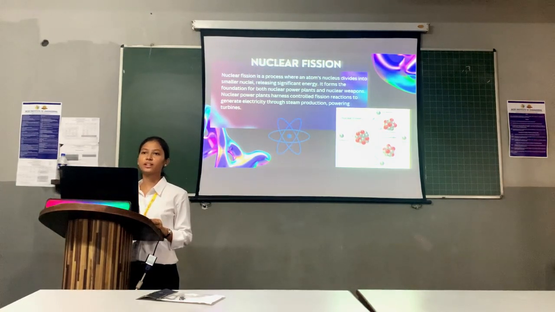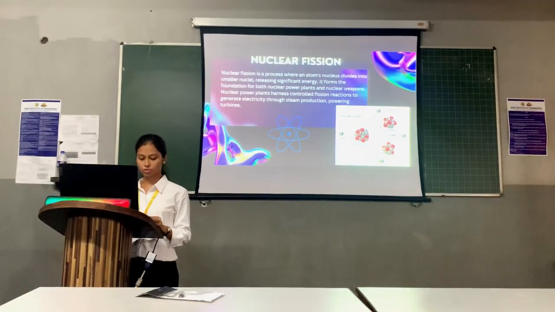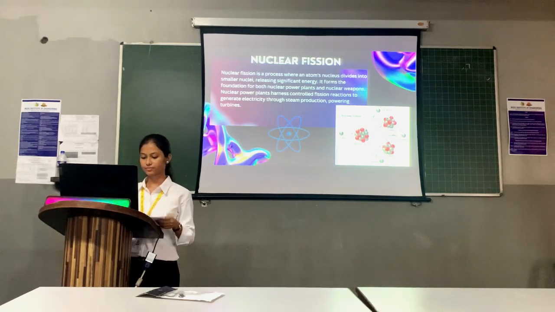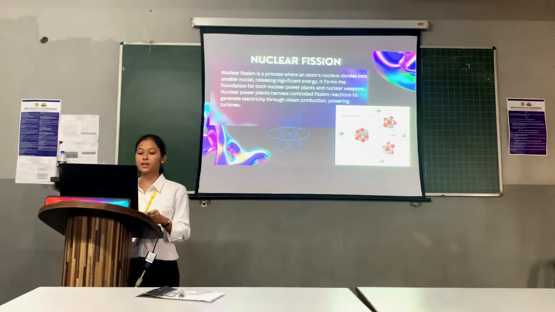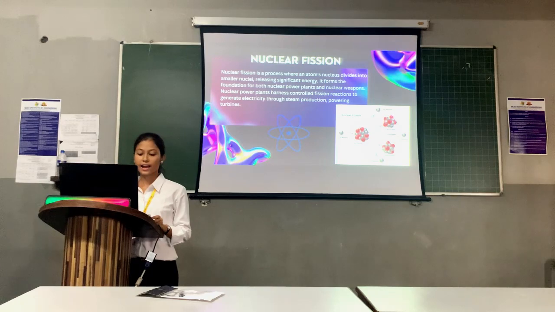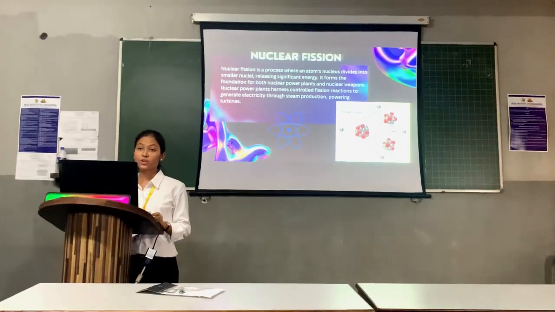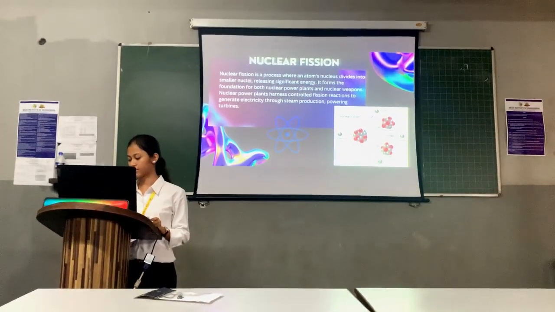A few examples of nuclear reactors that carry out nuclear fission are light water reactors, which are most commonly used, and secondly, pressurized heavy water reactors. One of the examples of a pressurized heavy water reactor is situated in Canada, the deuterium-uranium reactor, and the other reactors are molten salt reactors and high temperature gas-cooled reactors. Now let's watch a video on how the nuclear fission reaction occurs.